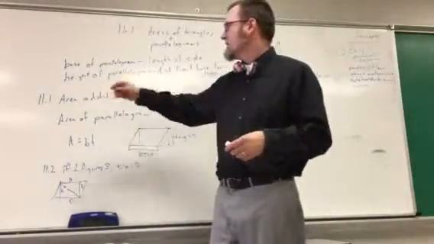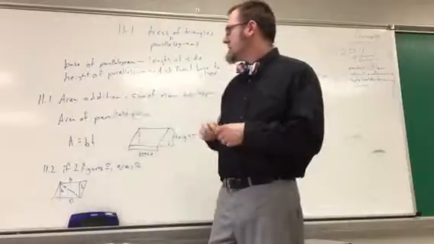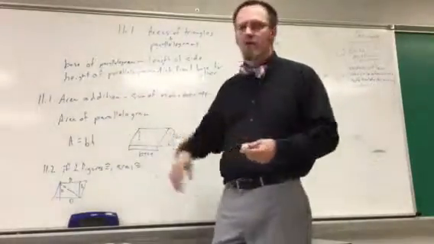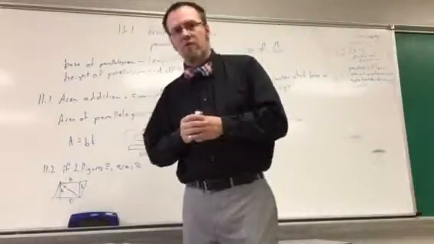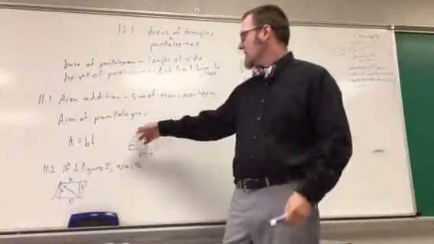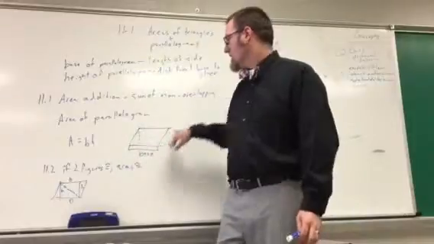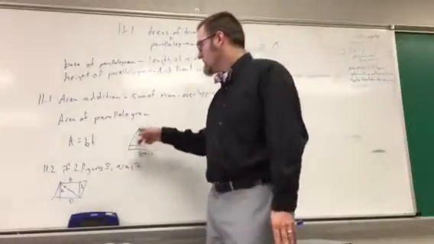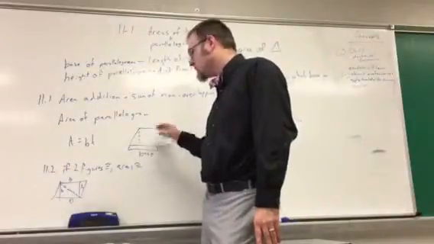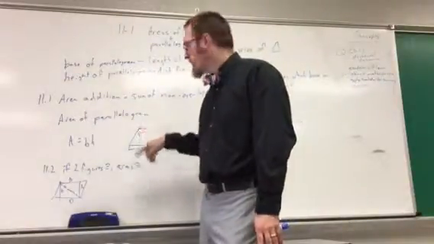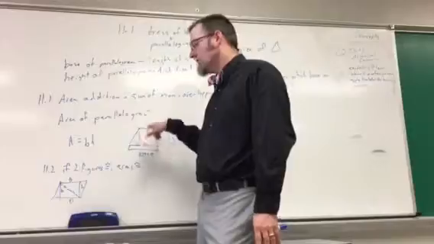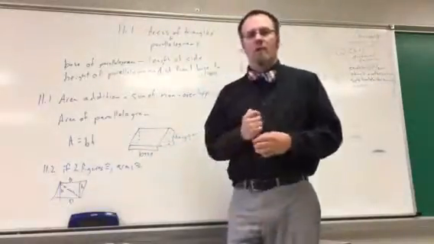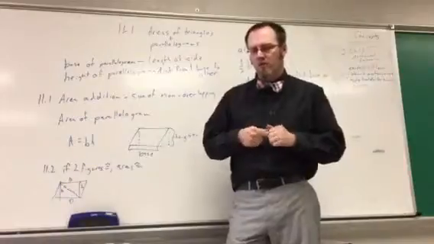So we have postulate 11.1, the area addition postulate. The area is the sum of the areas of the non-overlapping parts. So if we take this parallelogram and we cut this triangle off and move it over here, it's essentially a rectangle. So we could, if we wanted to, cut off both triangles, find the areas of those triangles, and then find the area of the rectangular piece in the middle and add those together. That would be an acceptable method for finding the areas.